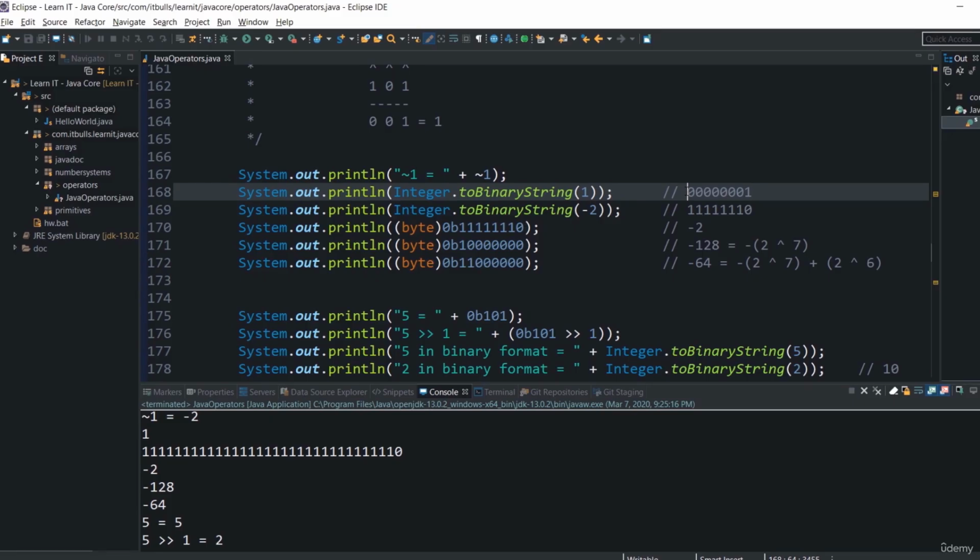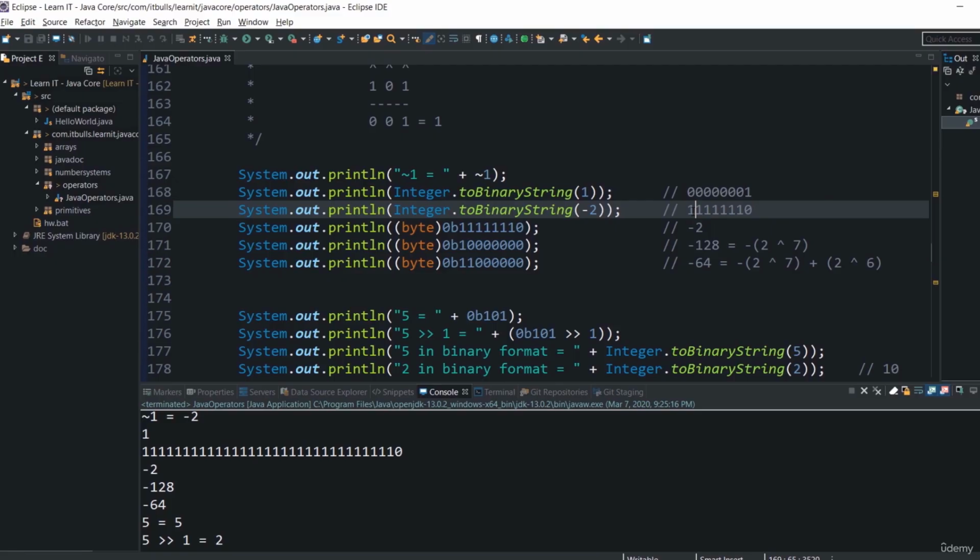Why? Because in Java integers are signed, and the first bit of the integer, the sign bit, determines whether number is positive or negative. If the first bit is 0, then the number is positive. If the first bit is 1, then the number is negative. Here is the binary representation of -2.